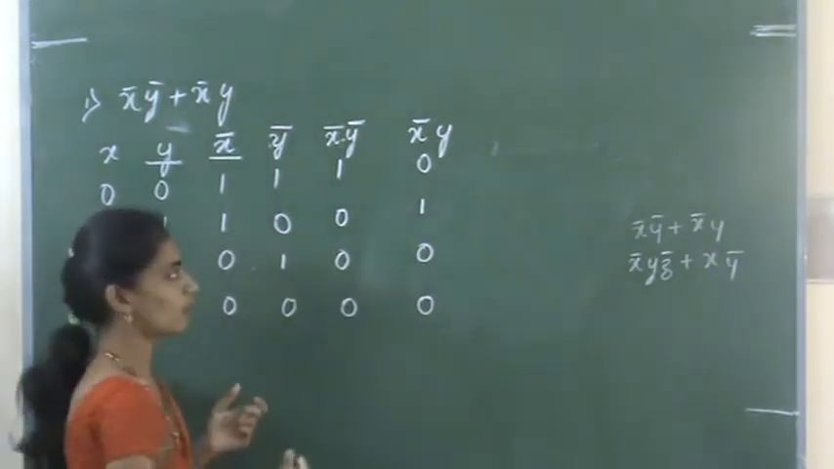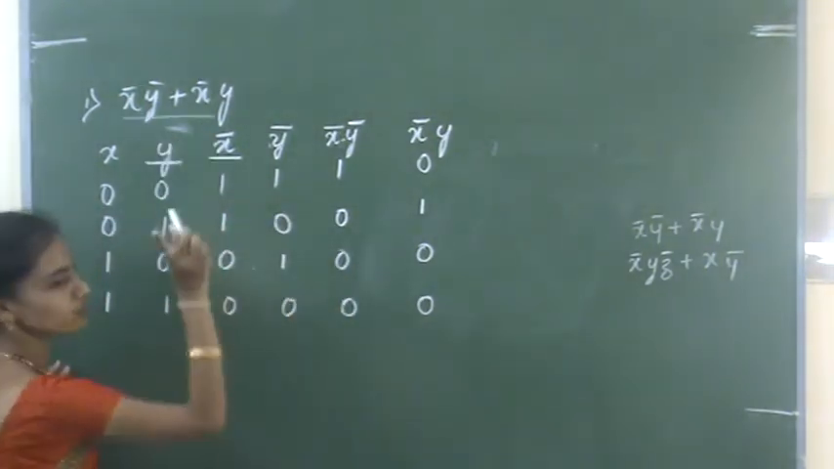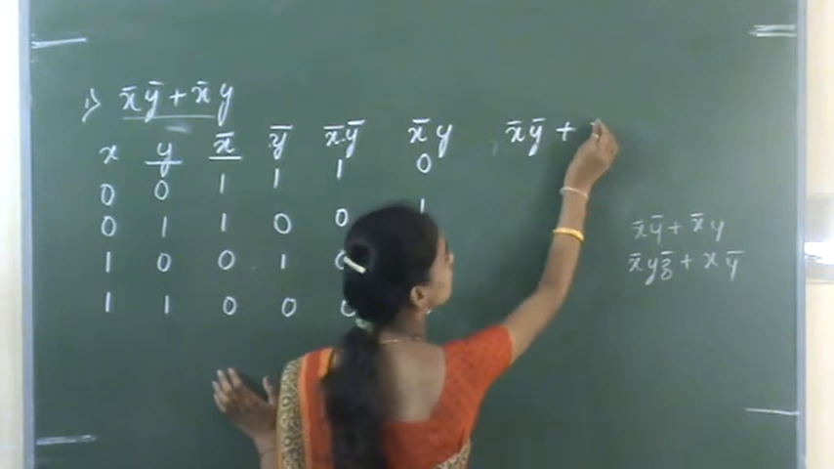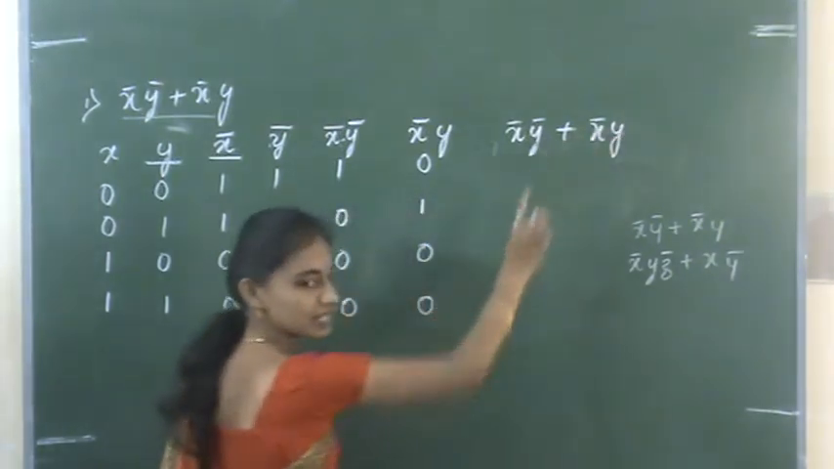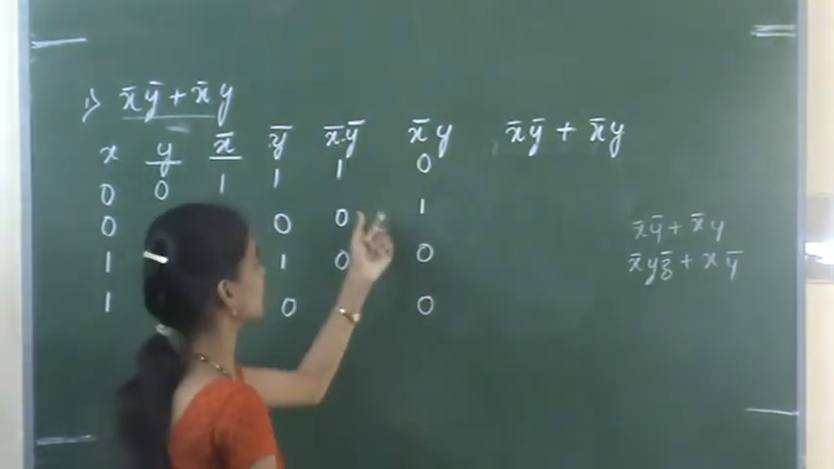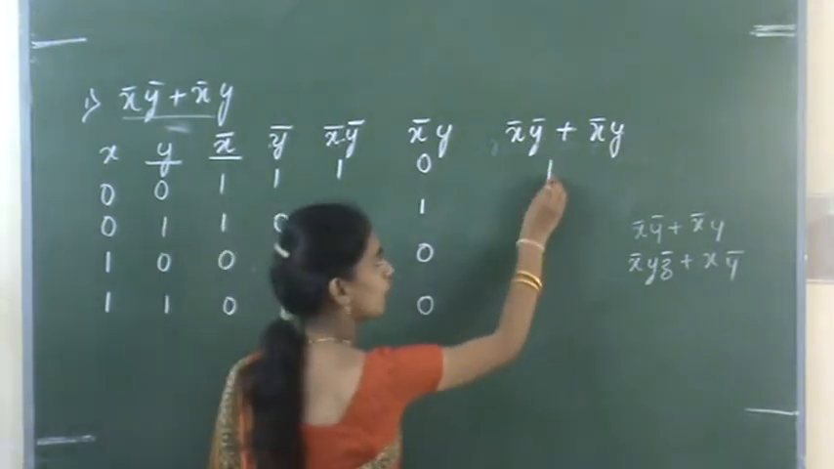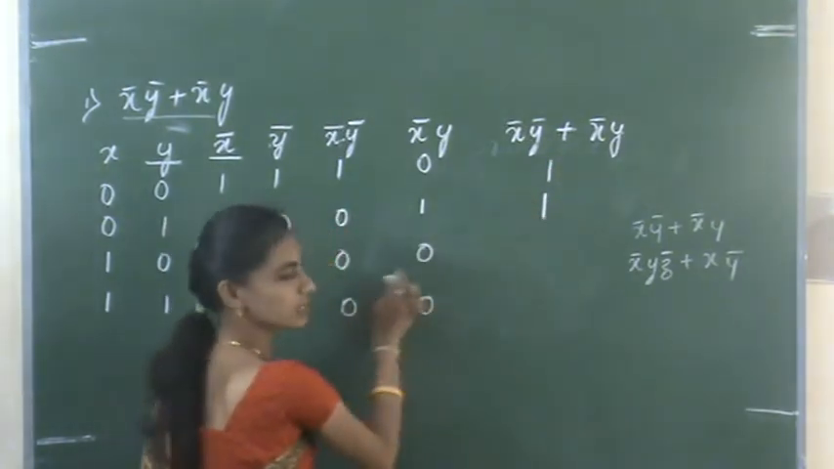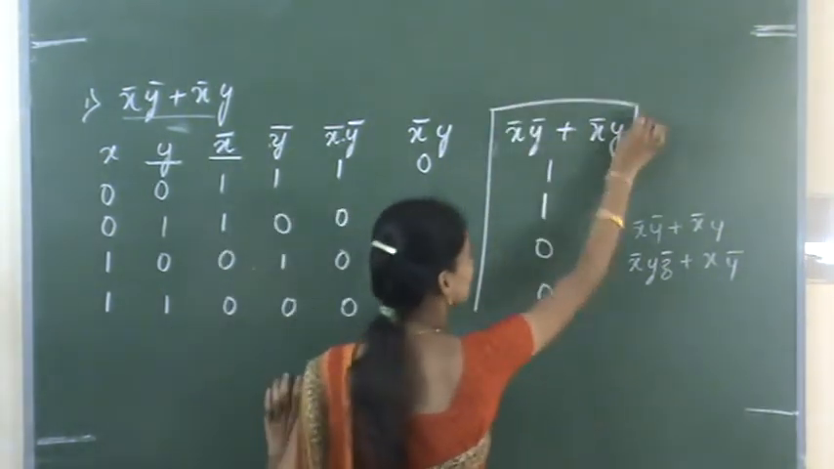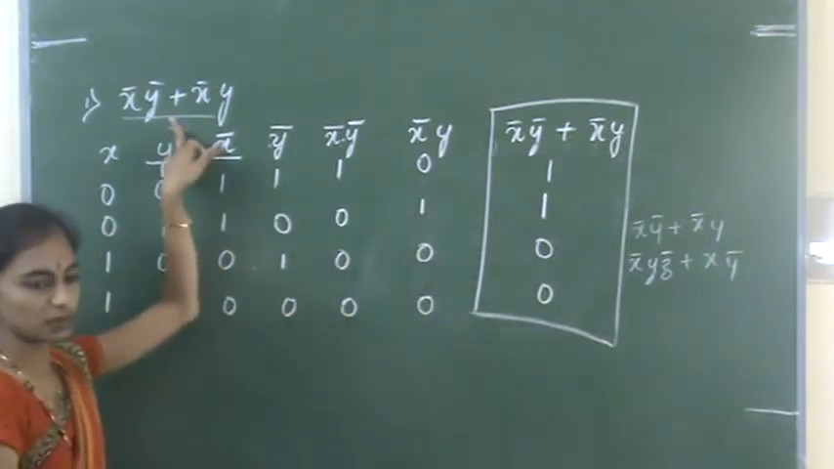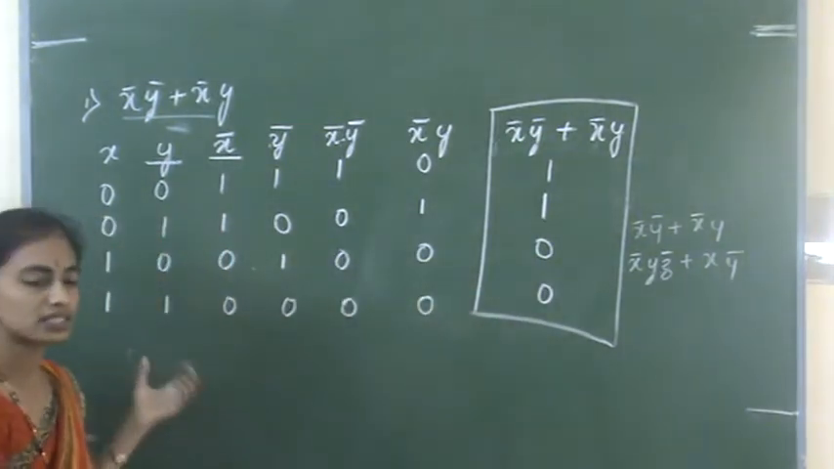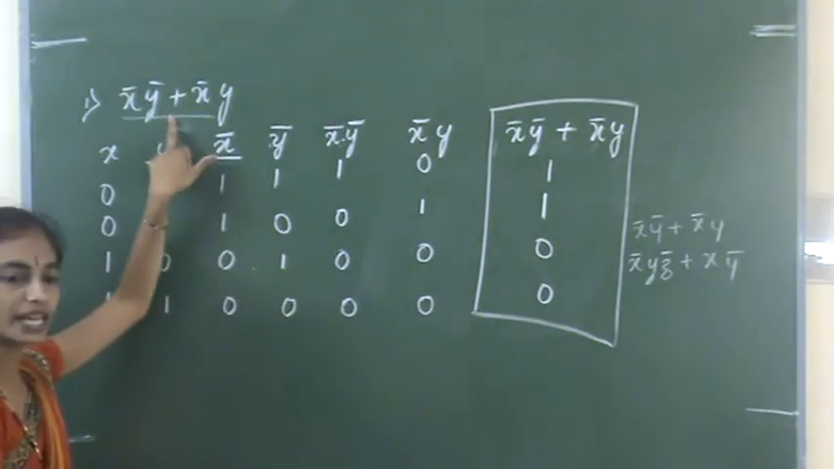Now we go for the OR operator, right? So we write x bar y bar OR x bar y. This plus represents the OR operator. Now perform the OR operation for these two columns. 1 plus 0 is 1, 0 plus 1 is 1, 0 plus 0 is 0, 0 plus 0 is 0. This is the resultant of the Boolean expression. We are getting 1, 1, 0, 0. This is how we construct the truth table for this Boolean expression.